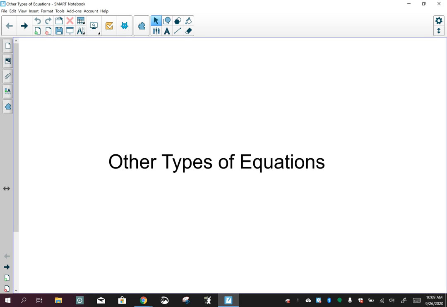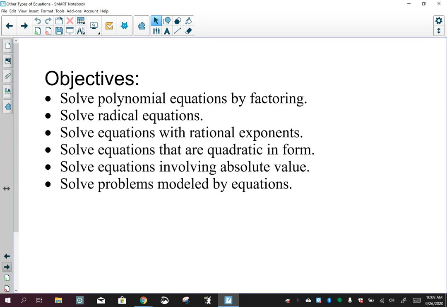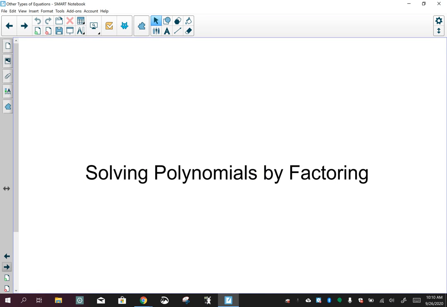Hello, everybody. So we are moving on to 1.6, which is other types of equations. What we're going to look at today is different ways of solving these other types of equations. So we're going to look at solving polynomial equations by factoring, solving radical equations, solving equations with rational exponents, solving equations that are in quadratic form, and solving equations involving absolute value. So we're going to start here at solving polynomials by factoring.